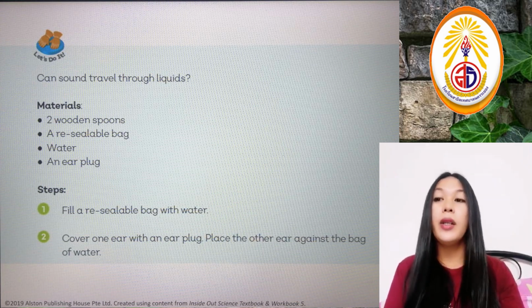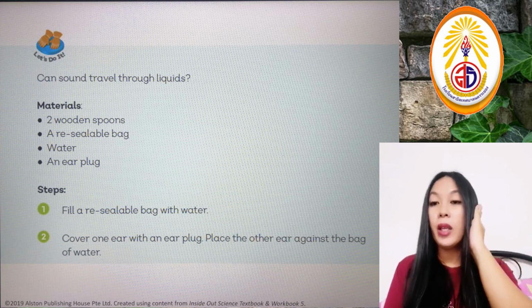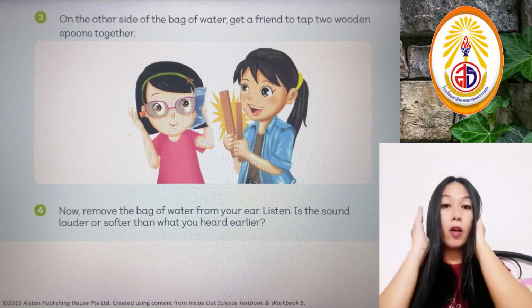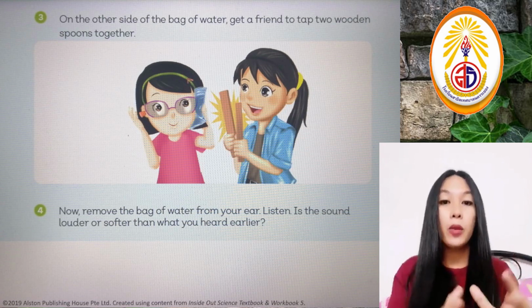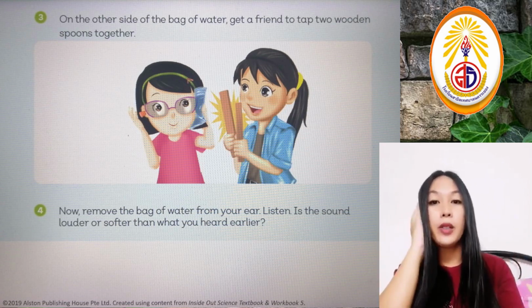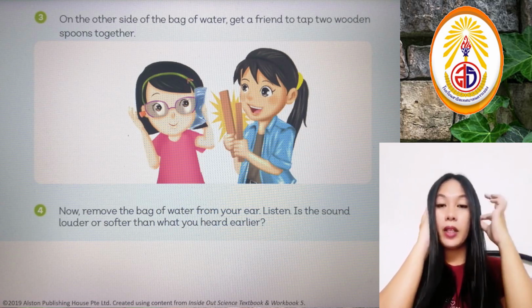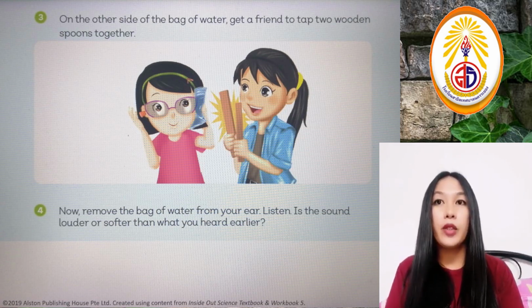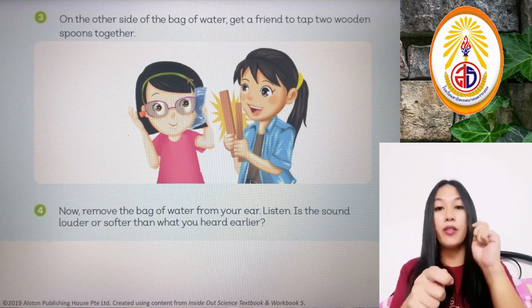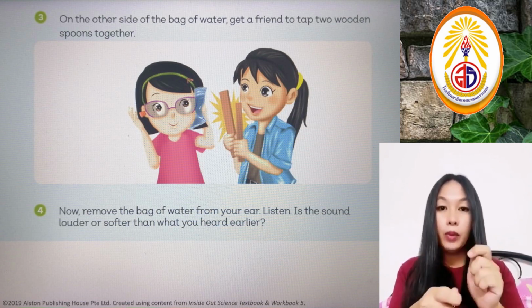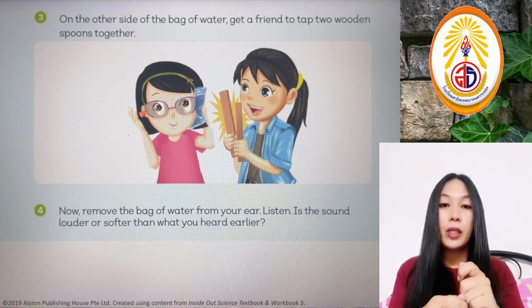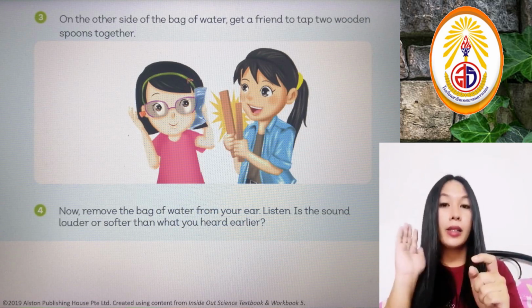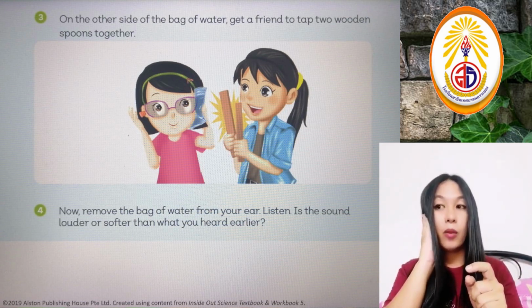You cover one ear with an earplug. Place the other ear against the bag of water. So you fill a bag with water, and then you put it against one ear, with the earplug on the other ear. And then on the other side of the bag of water, get a friend to tap 2 wooden spoons together. So you ask your friend to tap the wooden spoons or a wooden stick, a drumstick, on the other side where you have the bag of water.